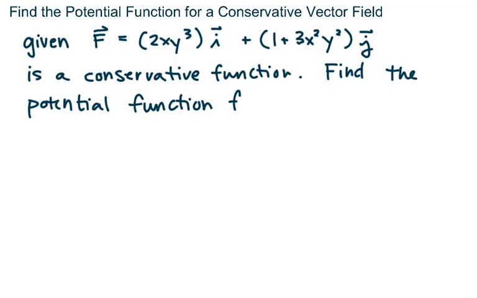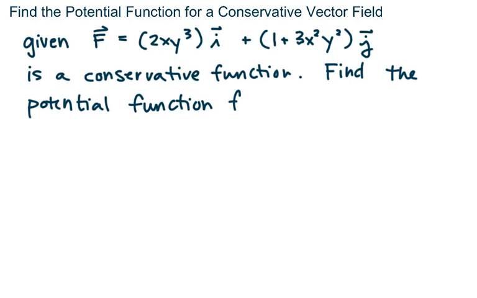In this video, we are actually going to find a potential function, knowing that we are given a conservative vector field. In the video before this, we were given this vector field and we showed using partial derivatives that it was a conservative function. And what we know is that if a function is conservative, then there's a potential function such that the gradient of the potential function is equal to that vector field.